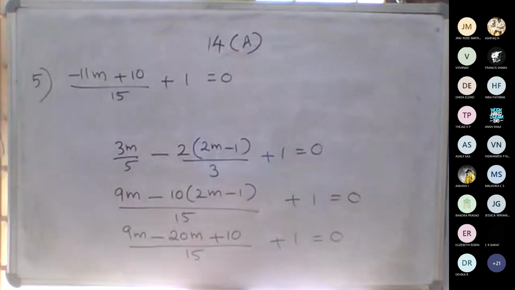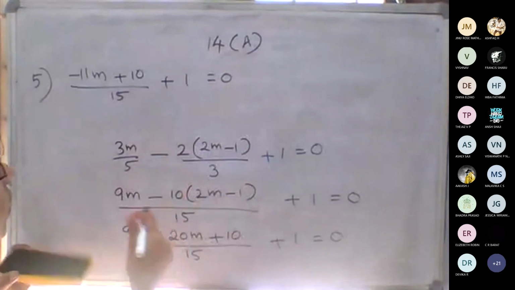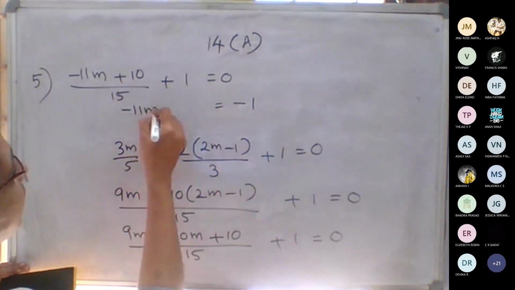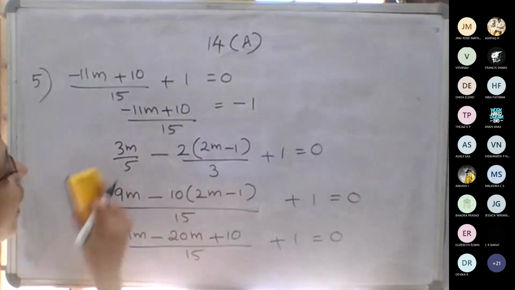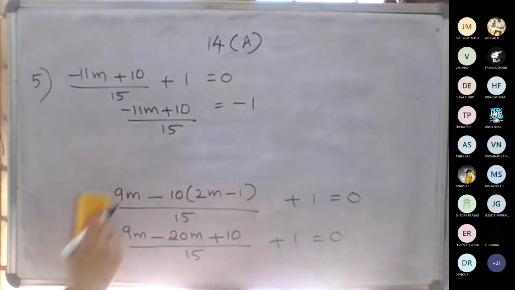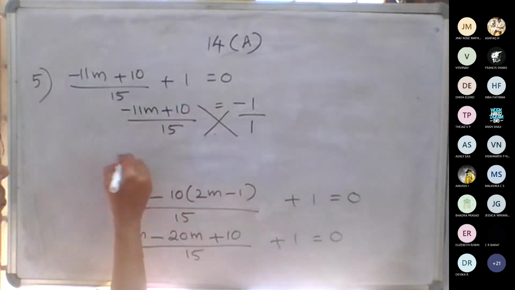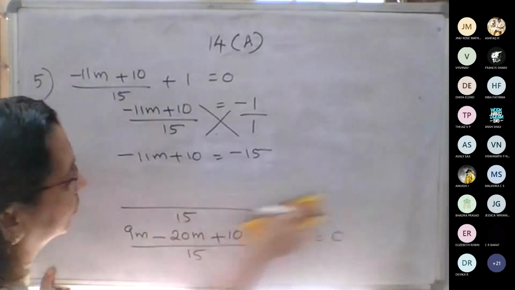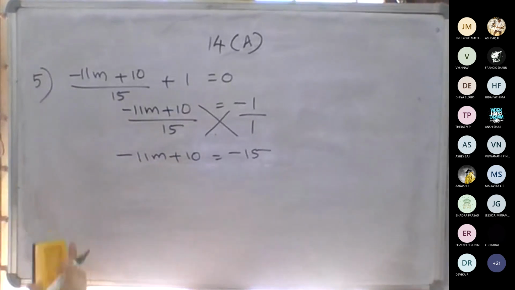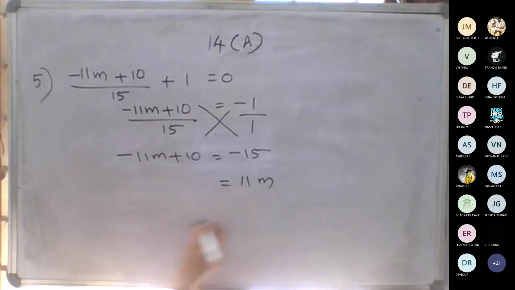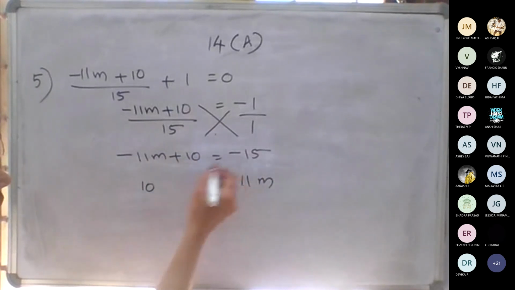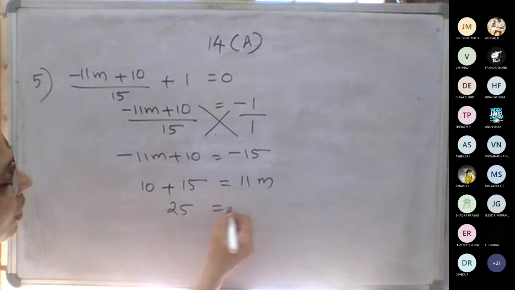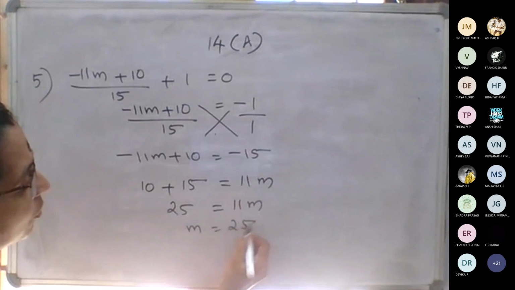Which method are you applying? Again LCM, or take that 1 to the right side and cross multiply. If you are taking 1 to the right side, it will become negative 1. Negative 11m plus 10 divided by 15. We have to find out the value of m. So negative 1 can be written as negative 1 by 1, cross multiply. So it will be negative 11m plus 10 is equal to negative 15. Negative 11m, take to the right side, so it will become positive 11m. 10 is already there on the left side. Take this negative to the left side, so positive. 15 plus 10, 25 is equal to 11m. Therefore, m is equal to 25 by 11.